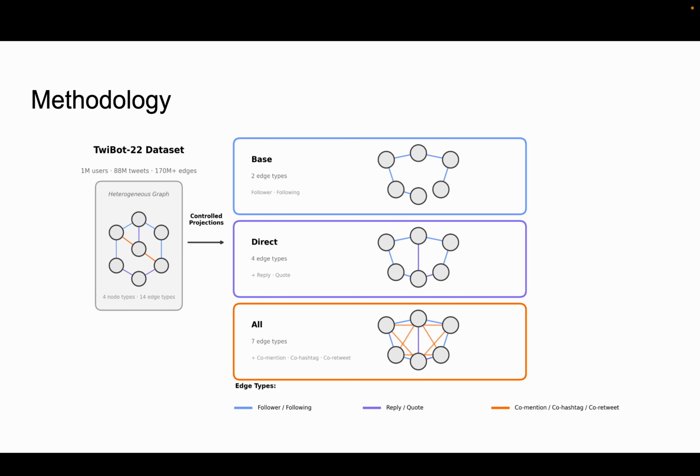So we propose 3 different projections on the user space. All of the nodes will be users with features generated from both the user account information as well as other node characteristics that have been projected down. We begin with our base projection, which only includes follower-following relationships. On top of that, we add our direct projection, which includes reply and quote interactions. And then our final level also introduces co-mention, co-hashtag, and co-retweet interactions.